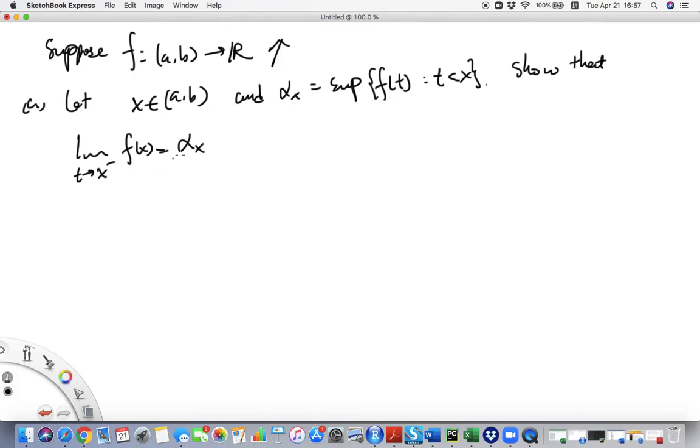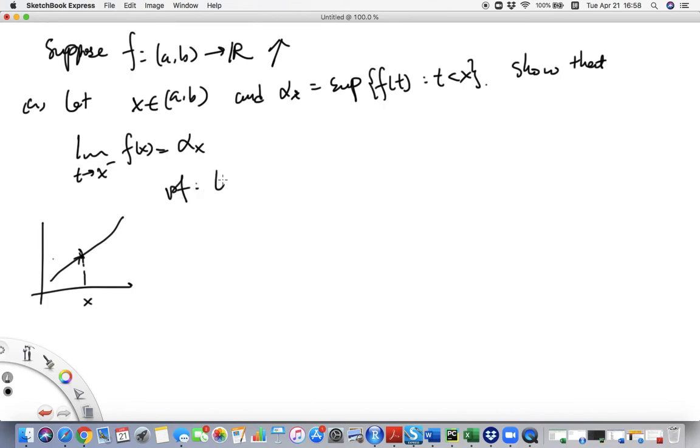What do we do? Oh, this looks very intuitive, right? Alpha x is defined to be the supremum. So if t is very close to x from the left, then because our function is monotone increasing, naturally the limit should be the supremum, right? Say this is x. You approach x from the left, and it should be the supremum. So the supremum is right here. Okay, how do we show that rigorously?